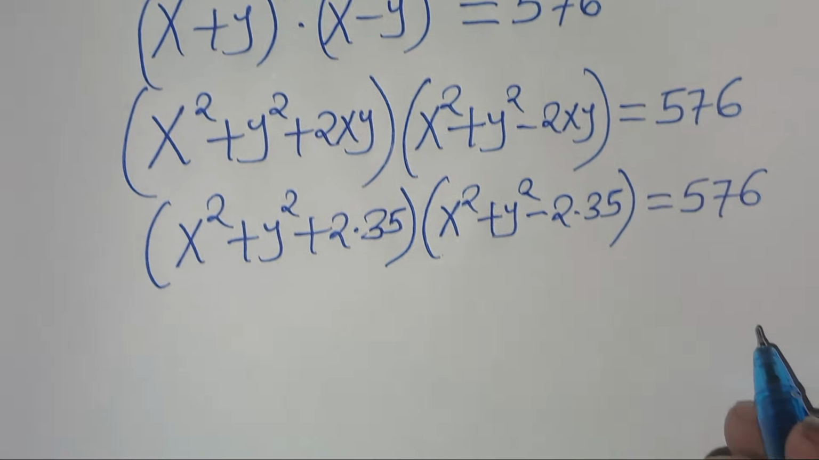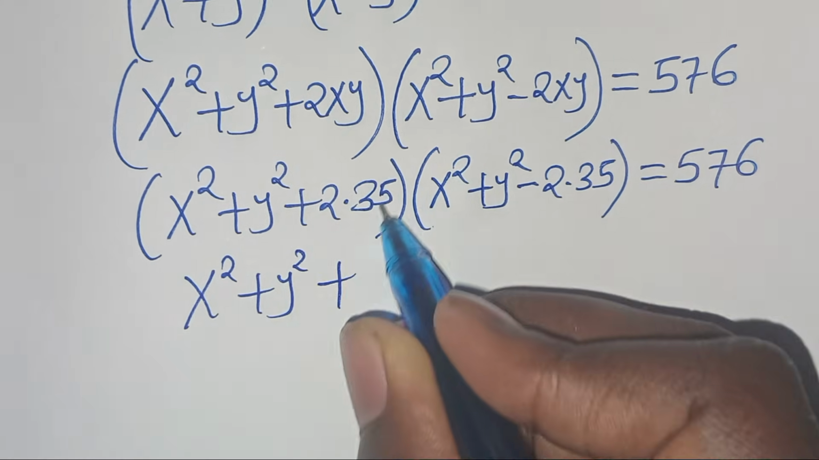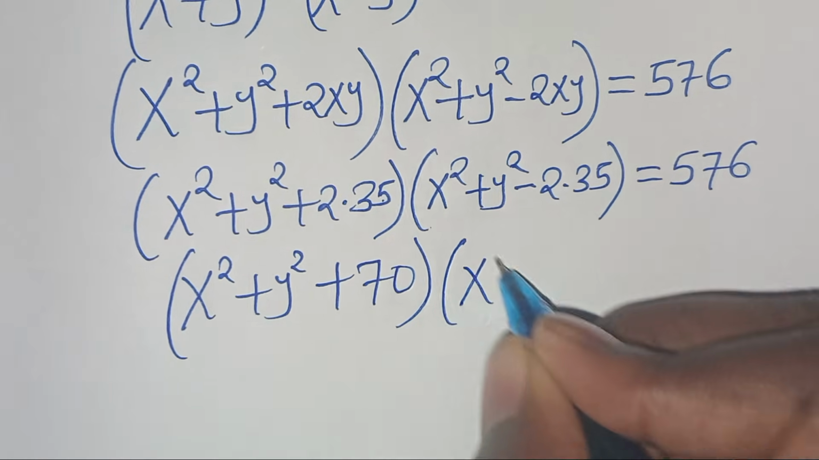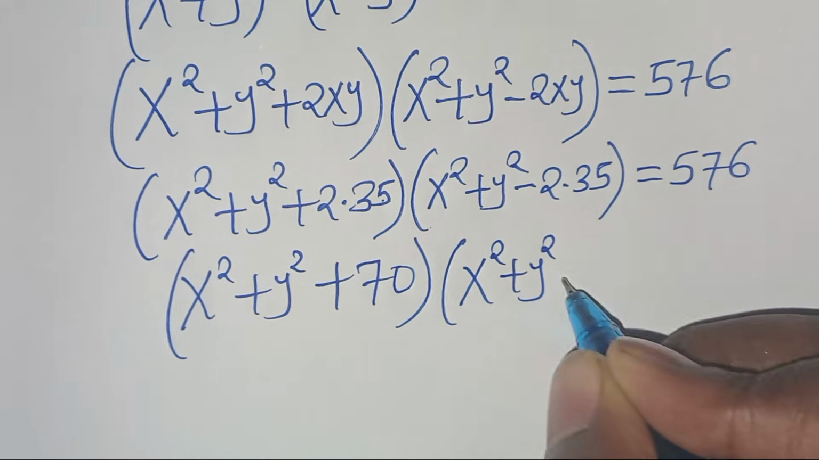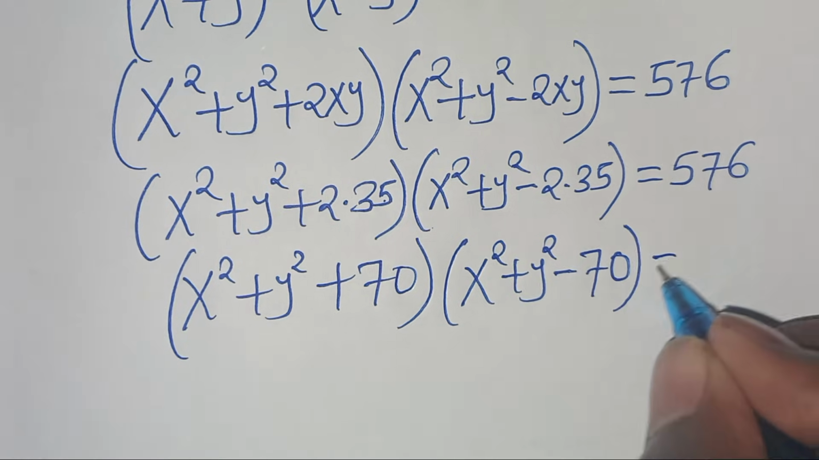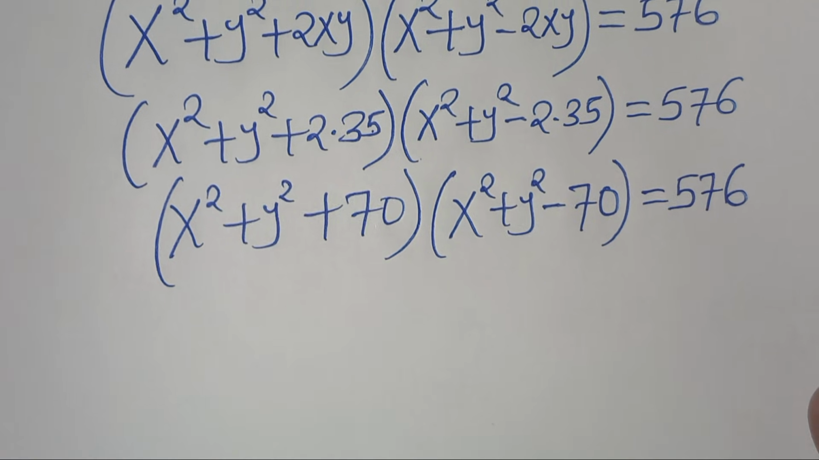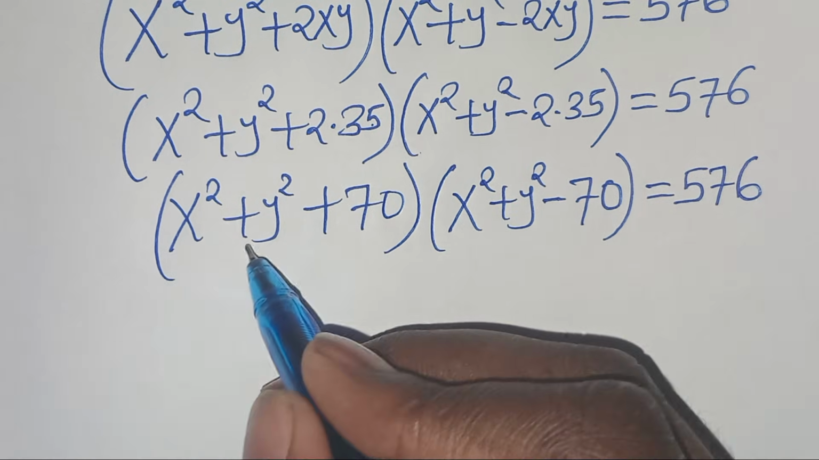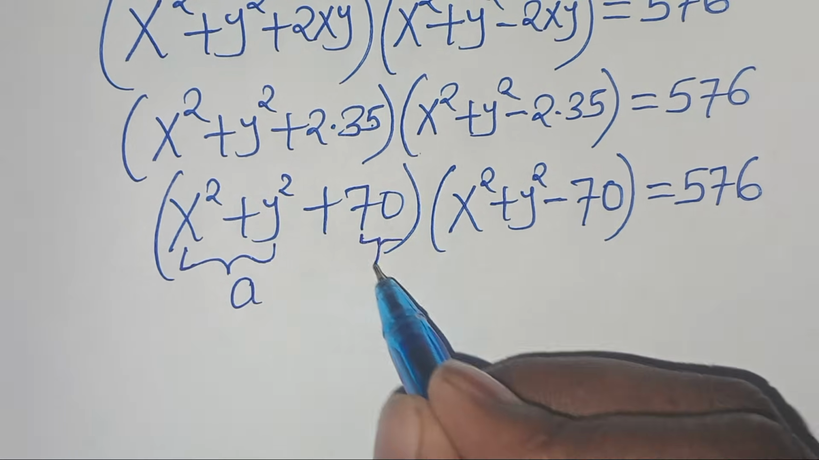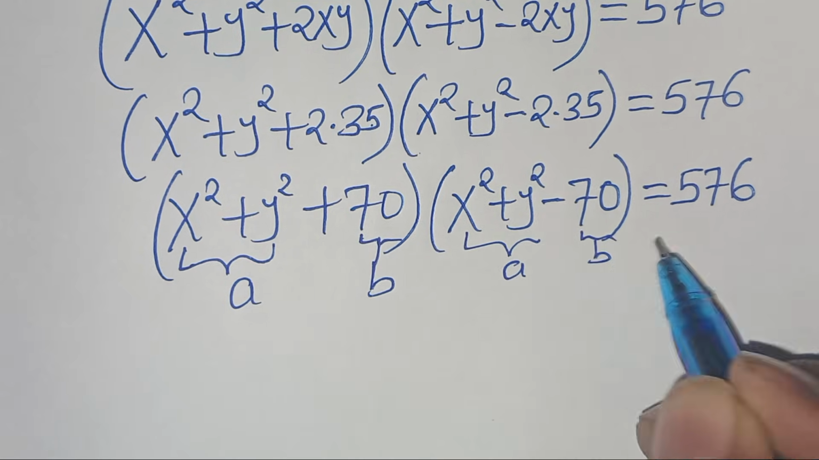This is equal to 576. So this is x to the power of 2 plus y to the power of 2 plus 2 times 35, this is 70. Then we have x to the power of 2 plus y to the power of 2 minus 2 times 35, which is 70. And this is equal to 576. Now we can let x squared plus y squared be equal to a, and 70 be equal to b. Now this is a, and this is equal to b.